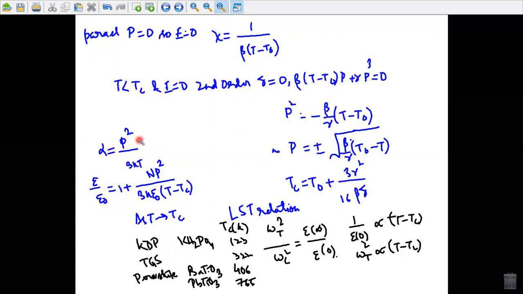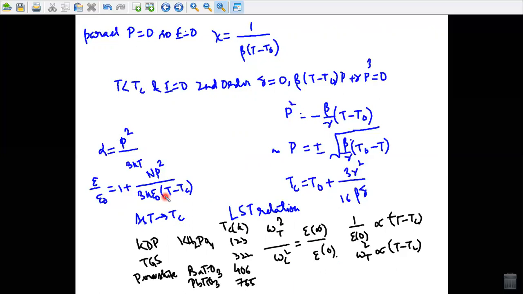So combining this with the Clausius-Mossotti equation, this gives epsilon by epsilon naught equals 1 plus np squared by 3k epsilon naught (T minus Tc). As T tends to Tc, we obtain the polarization catastrophe. For a real crystal, even if this were a reasonable approach, the equation would break down well before T equals Tc, and at T equals Tc we would assume that permanent polarization had set in. Near T equals Tc, we have essentially a Curie-Weiss type behavior.